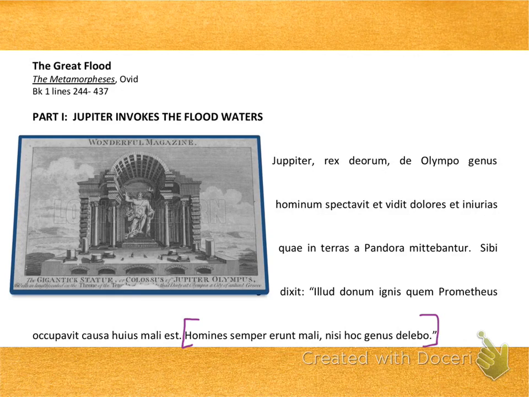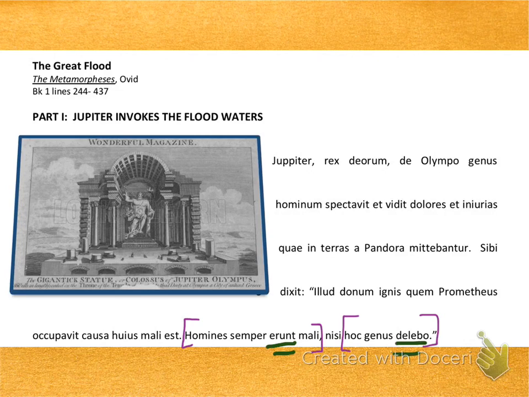We need to make sure that we have seen the two verbs that are part of this sentence, erunt and delebo. This indicates that our sentence must be divided into two halves. The comma after mali and the use of the conjunction nisi, unless, help us to determine where the two units of thought are.